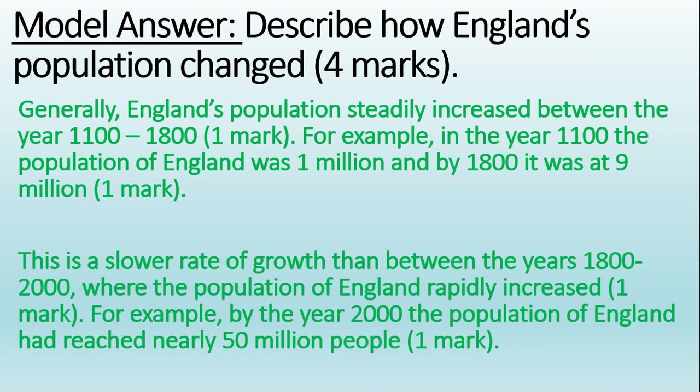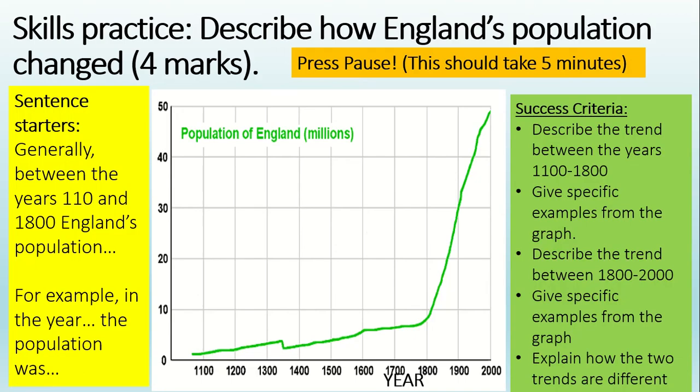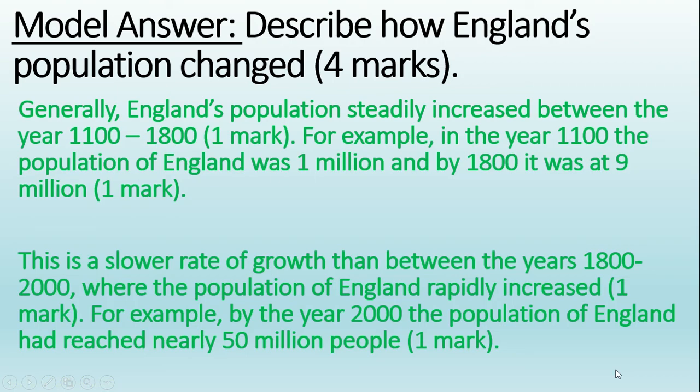Next sentence. This is a slower rate of growth. So straight away, I've explained how the two trends are different. I said it's a slower rate of growth than between the years 1800 to 2000, where the population of England rapidly increased. So that's my 3rd mark there. I've described the general trend. I said how it's a different rate of growth. For example, by the year 2000, the population of England had reached nearly 50 million.